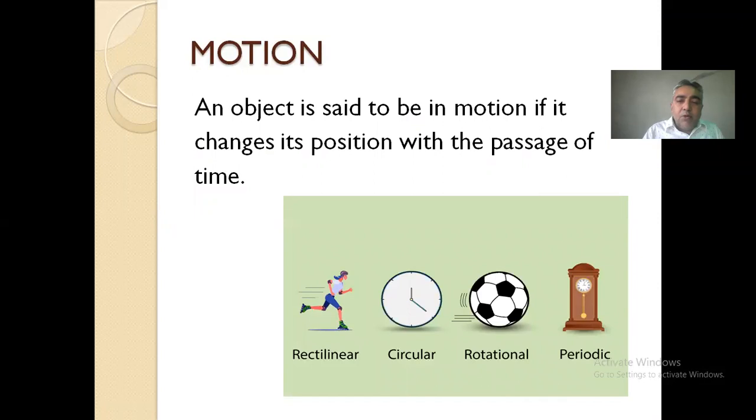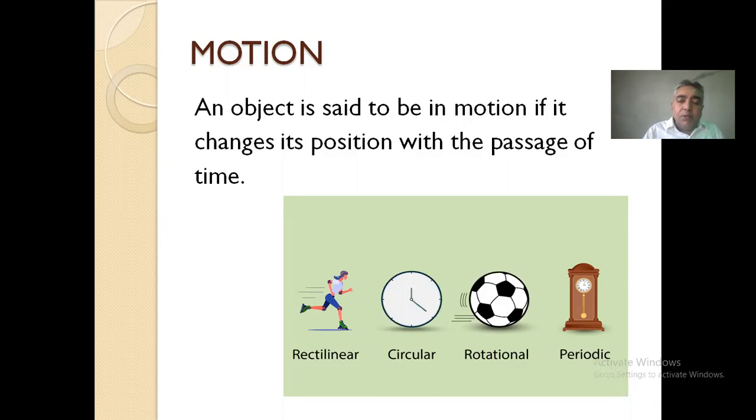An object is said to be in motion if it changes its position with the passage of time, with respect to surroundings. For example, if you are sitting in a class, you are at rest. Or if you change your position, then you are in motion.